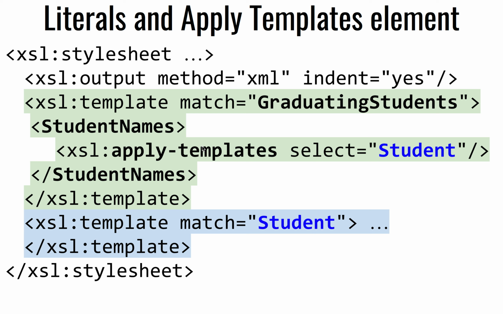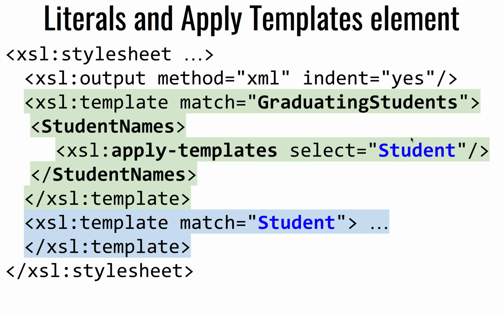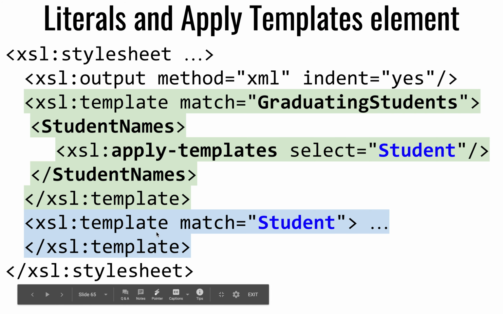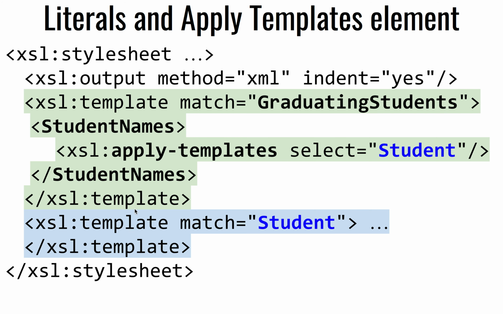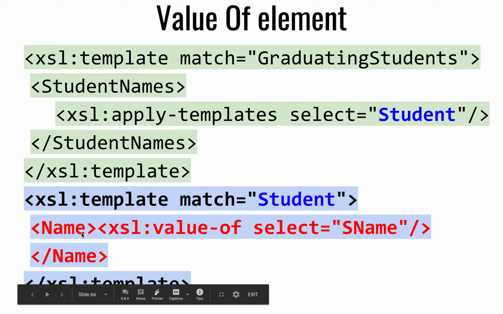So I'm going to say apply some other template, which happens to be way down here. So apply and select the student elements. Apply the following template down below. Let's take a look at the template down below. It says that for every student that matches in the incoming input XML document, I'm going to generate a brand new name element.